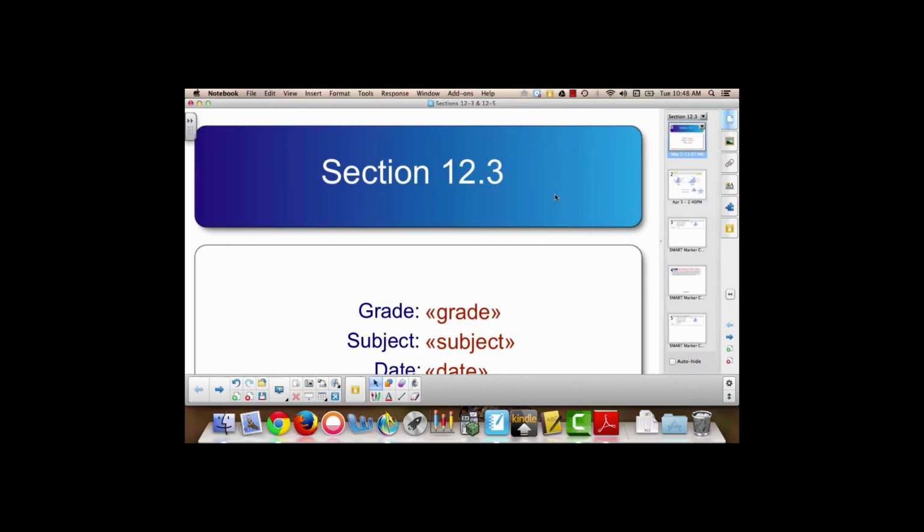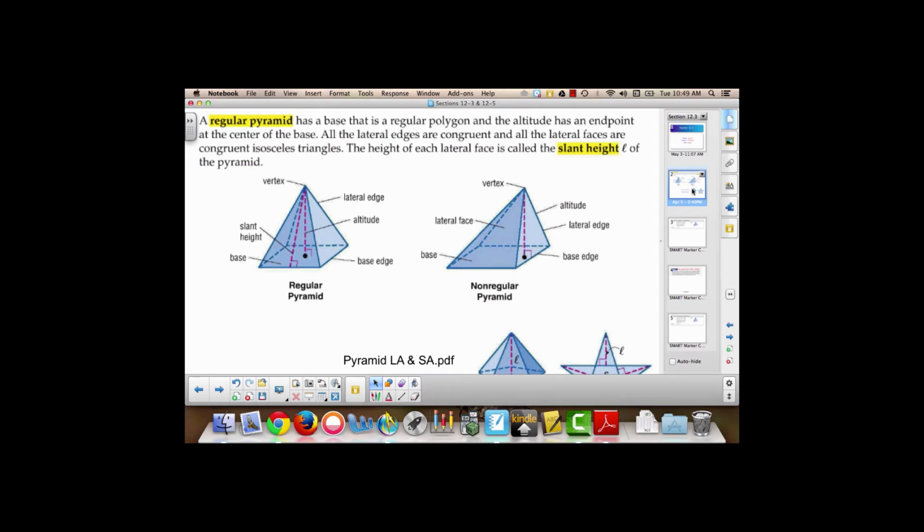Today we're going to be doing sections 12.3 and 12.5. We'll be talking about pyramids and cones, and once again, the lateral area, surface area, and volume of those figures. So first we're going to talk about pyramids.